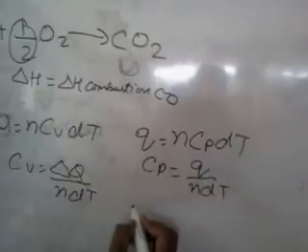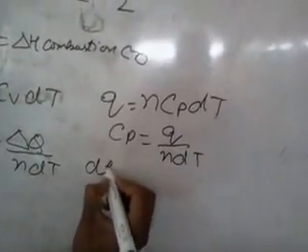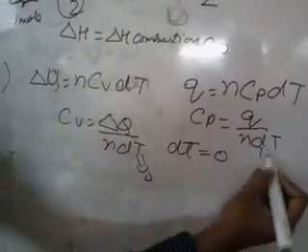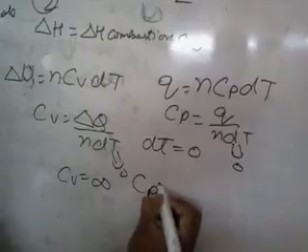If temperature is constant, then dt will be equal to 0. If dt is equal to 0, both Cv and Cp will tend to infinity. So both of them will be infinite.